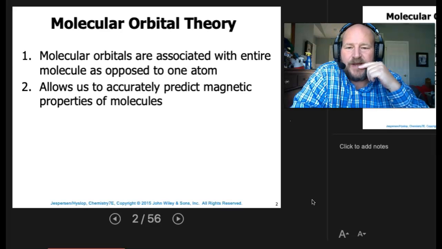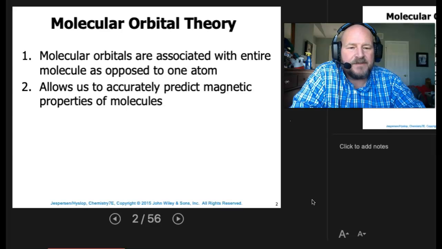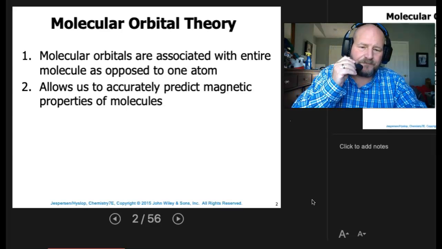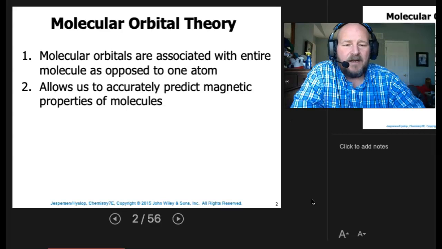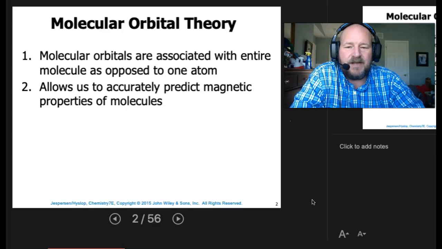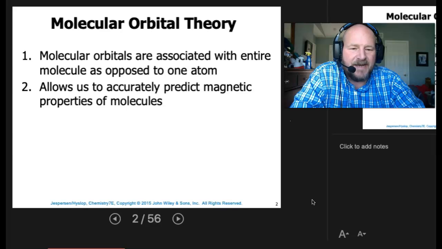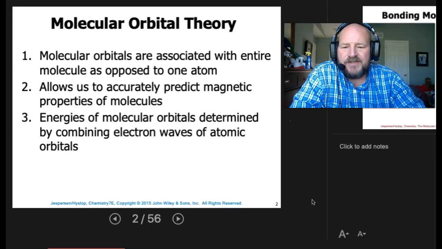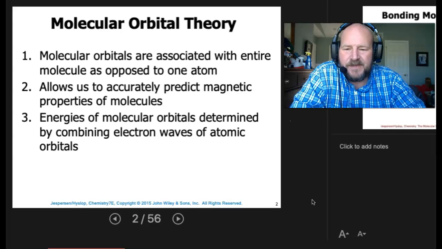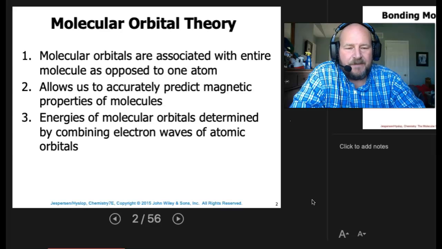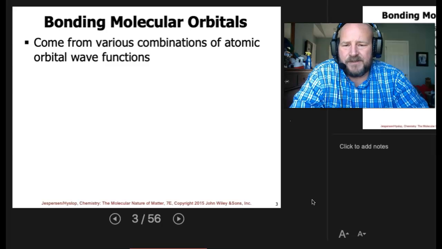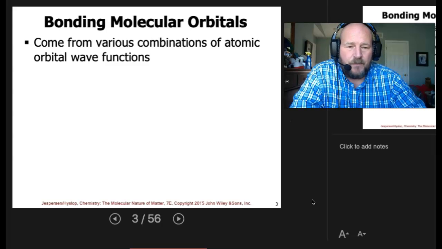It's going to allow us to accurately predict magnetic properties of molecules. By looking at the electrons and seeing how they are situated within the molecule, it will tell us whether or not we should expect it to be magnetic. The energies of molecular orbitals are determined by combining electron waves of the atomic orbitals. So they're going to come from various combinations of atomic orbital wave functions.